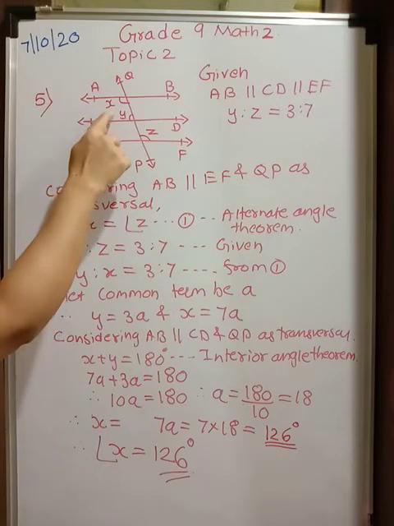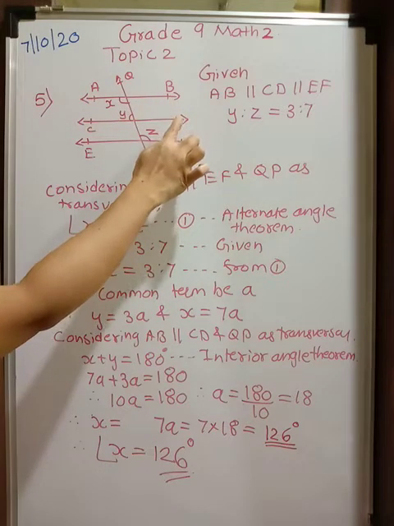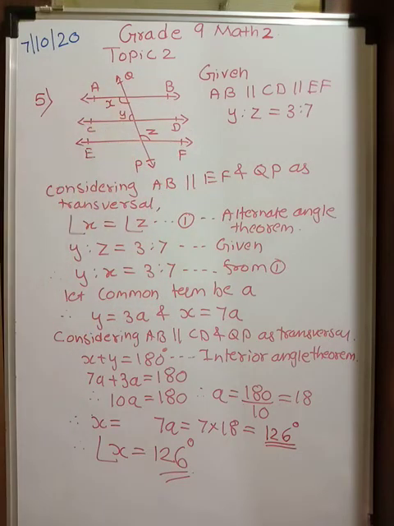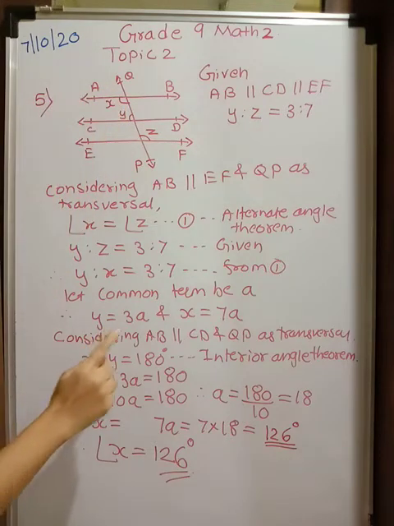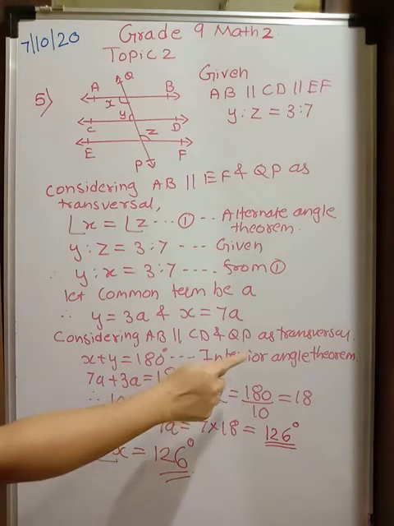But look at x and y. If now you consider these two lines, AB and CD, as parallel and QP is the transversal, now x and y are interior angles. If lines are parallel, then interior angles are supplementary. So you have x plus y is equal to 180 because they are supplementary by the interior angle theorem.